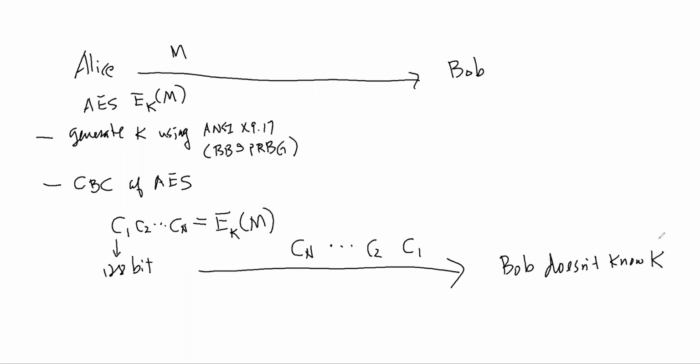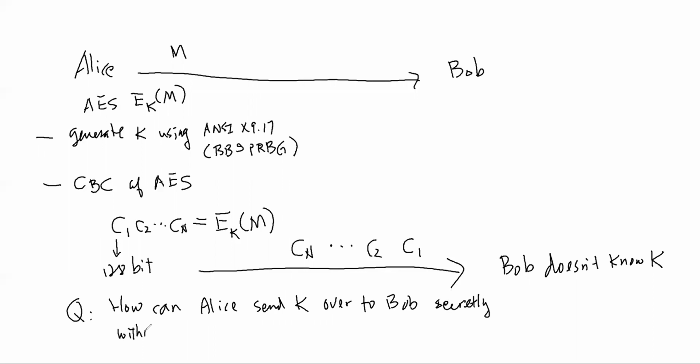So that means Alice needs to send over this K as well. So then the question is, how can Alice send K over to Bob secretly, without sharing prior secrets with Bob?